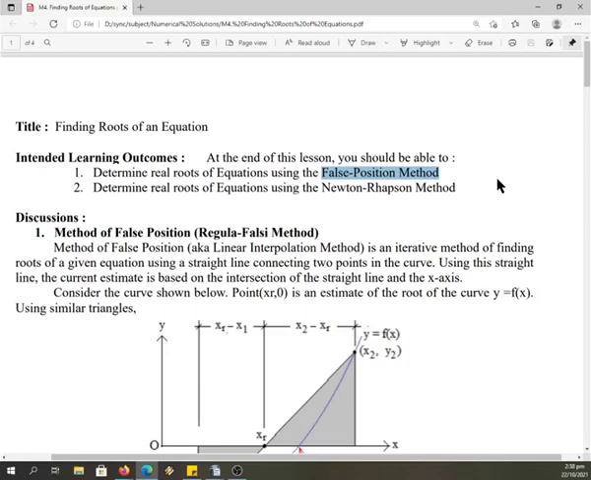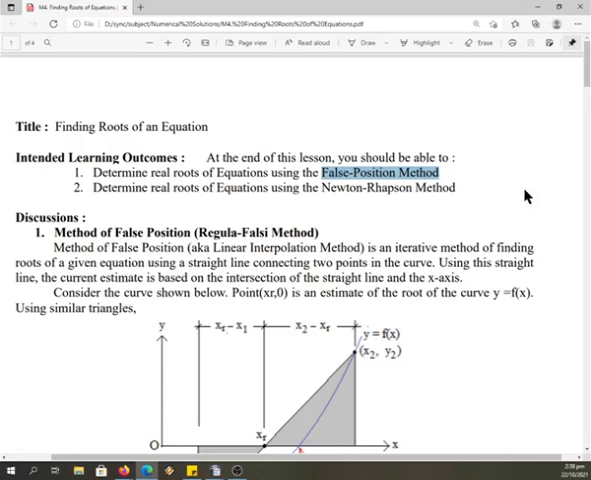For example, we can use analytical methods in determining roots of equations. An example would be the quadratic formula. In the quadratic formula, we can readily determine the roots of a given quadratic equation. Now, for higher order equations, when you are dealing with cubes, to the fourth, to the fifth, etc., the solution is not easy or not trivial. Then we resort to other methods.